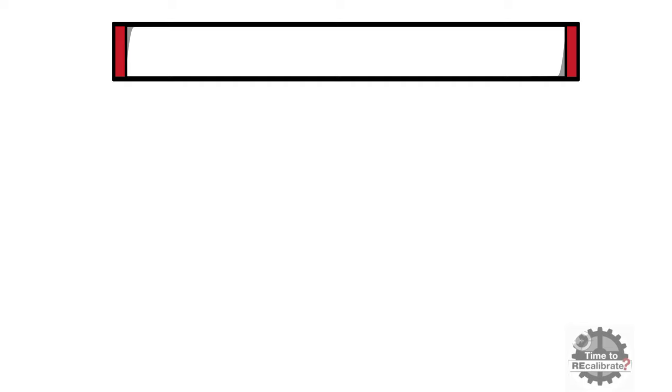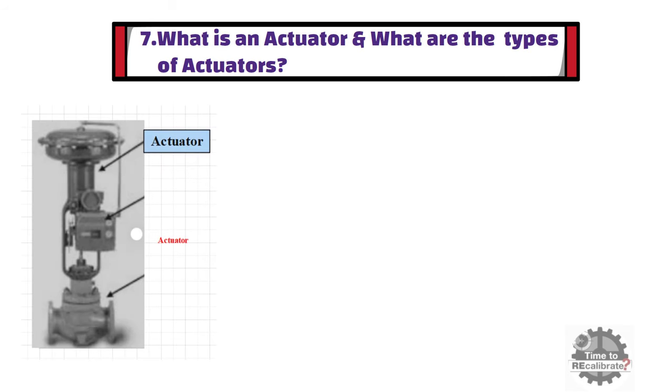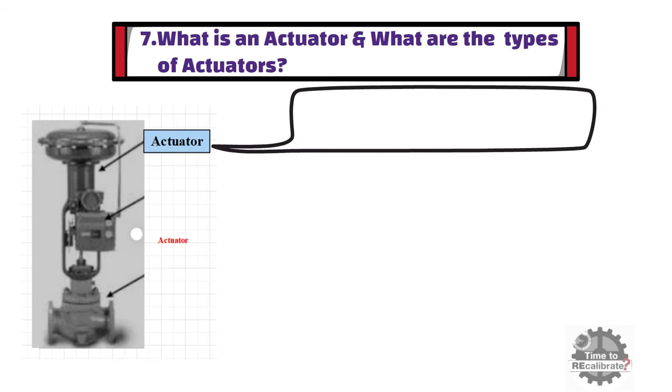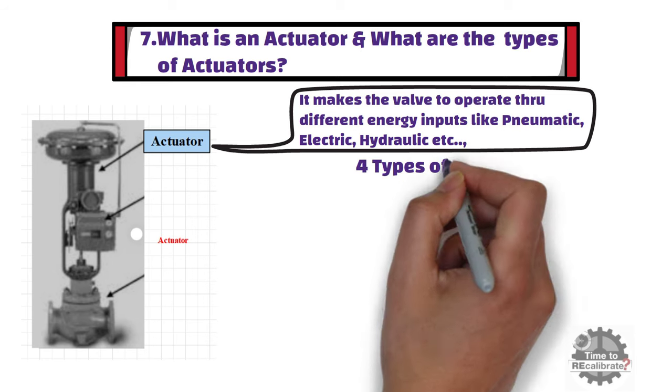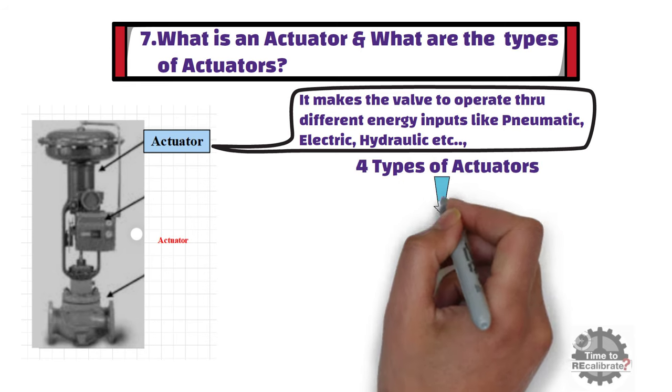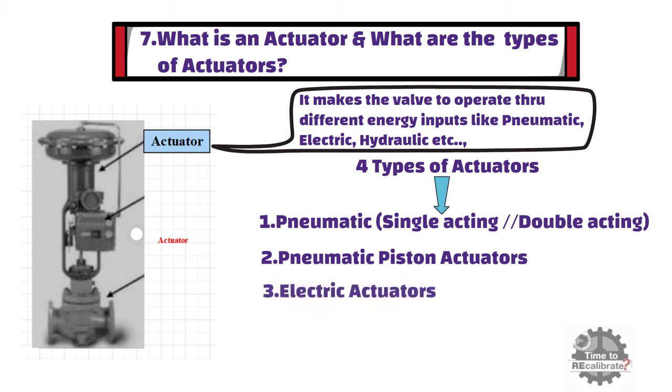Last but not least, the seventh question is, what is an actuator, and what are the types of actuators? Actuator is the device, which makes the valve operate through different energy inputs like pneumatic, electric, hydraulic, etc. There are mainly four types of actuator. First is pneumatic. Second is pneumatic piston actuator. Third is electric actuator. And fourth is hydraulic actuator.